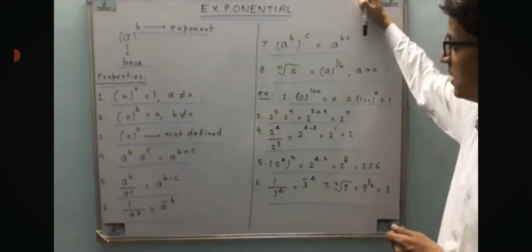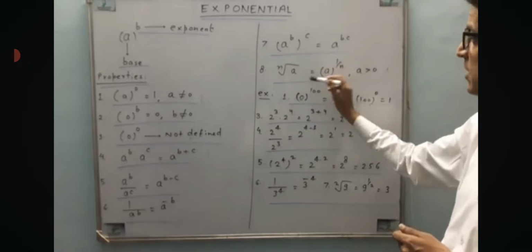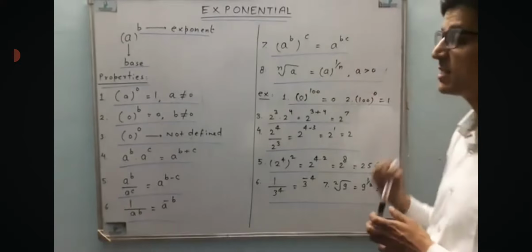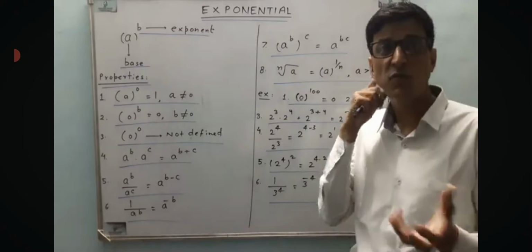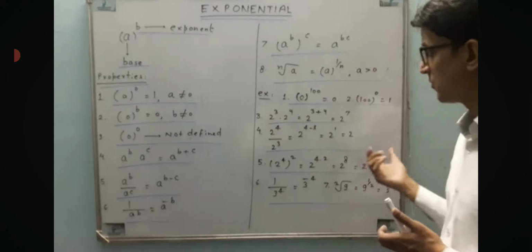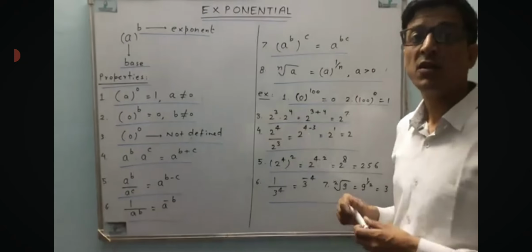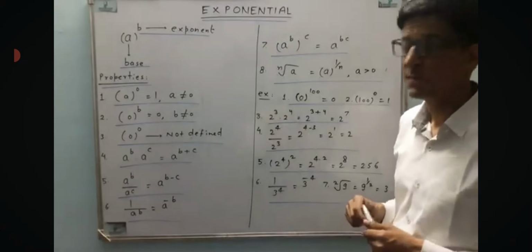If the nth root of a is to be found, then it's equal to a raised to power 1 by n, given that a is positive. We have taken this approximation because if a is negative, then roots may be complex also. So we are constraining our domains to the set of real numbers only. Let's look at some examples.